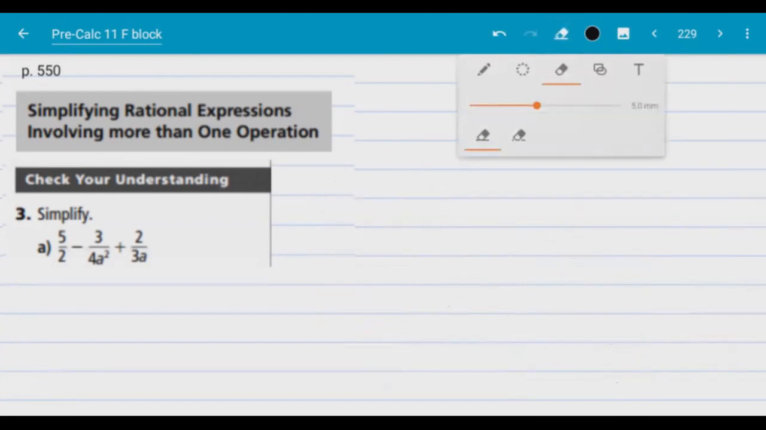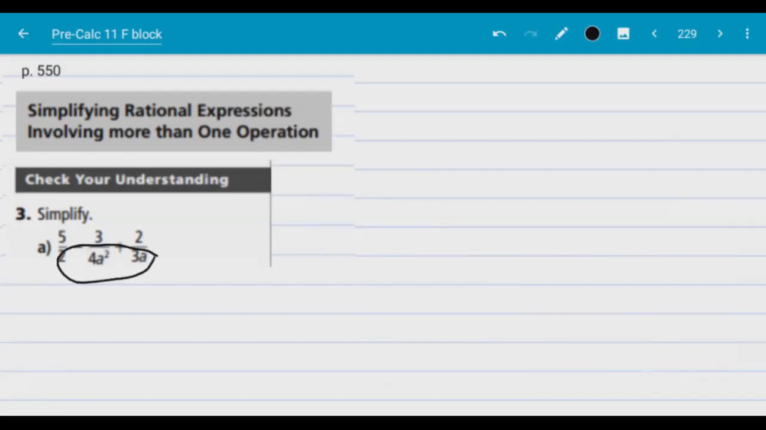So let's start with finding an LCD for this one. The question is, what would be a denominator such that all of them can go into that denominator? So let's start with the numbers. You have a 2, a 4, and a 3. What number would it be such that all three numbers go into that number? Or to put it another way, that number is divisible by all three numbers. Well, 2 goes into 4, but 3 doesn't go into 4, so that doesn't work. What about 6? Well, 2 goes into 6, 3 goes into 6, but 4 does not go into 6.